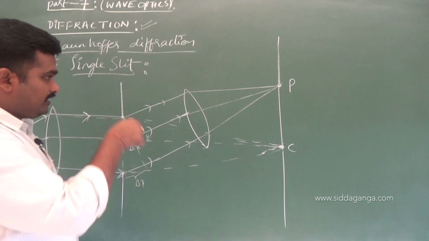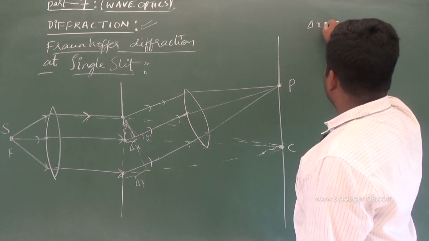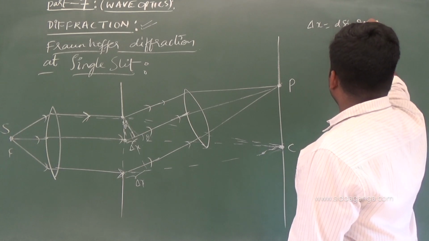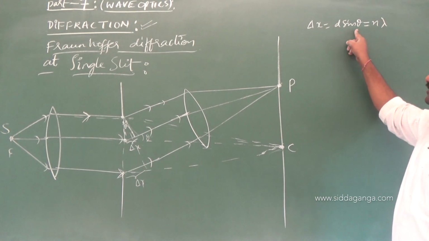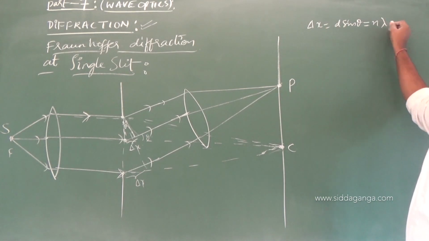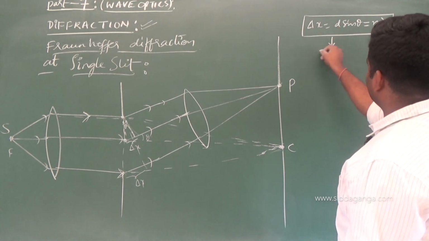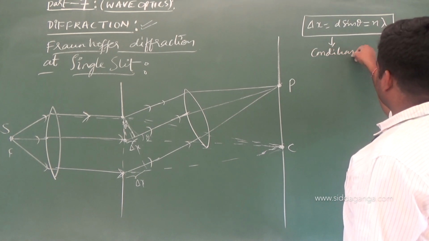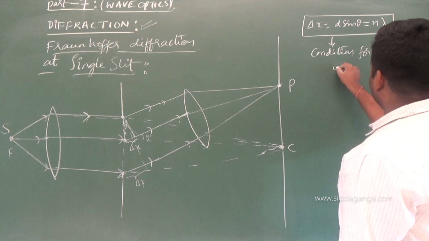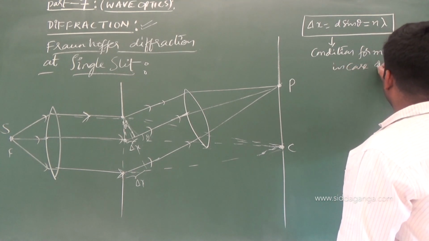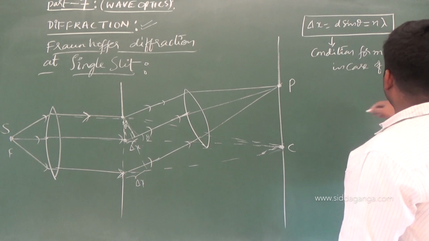So like this. For all this, his observation is that the path difference is generally written as delta x equals d sin theta. Remember, if the path difference delta x, that is d sin theta, equals n lambda, then this is the condition for minima in case of diffraction. This is the condition for minima in case of diffraction.